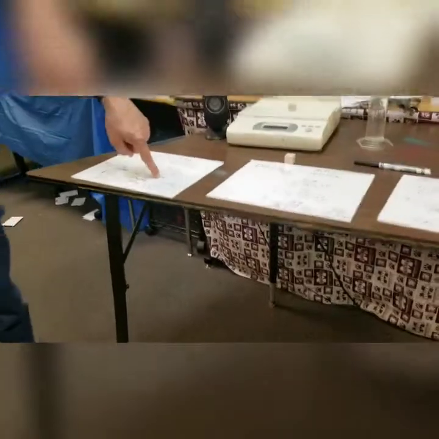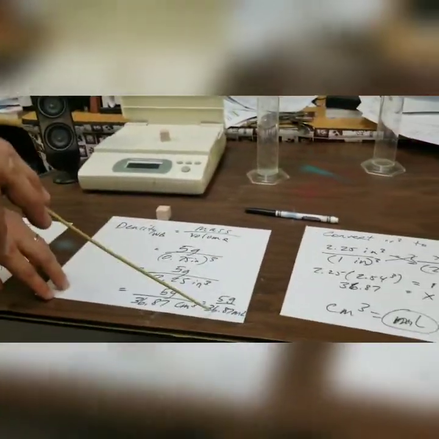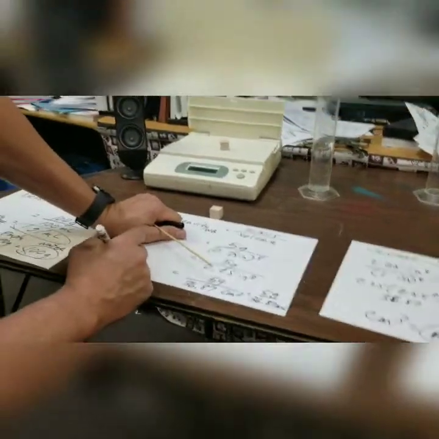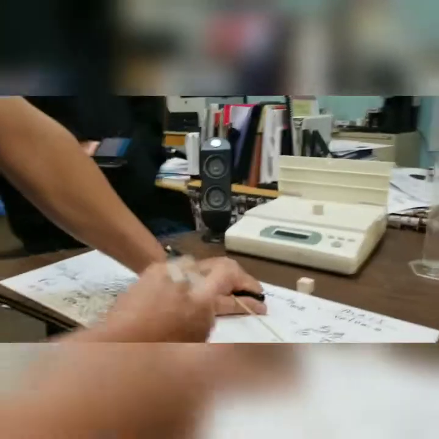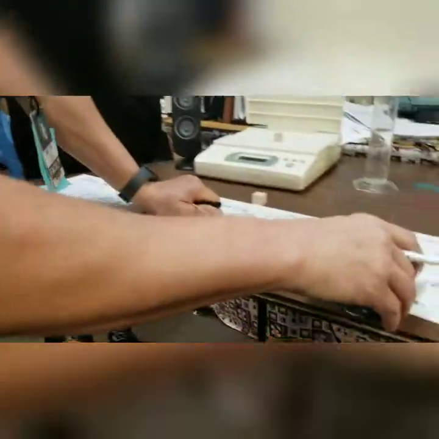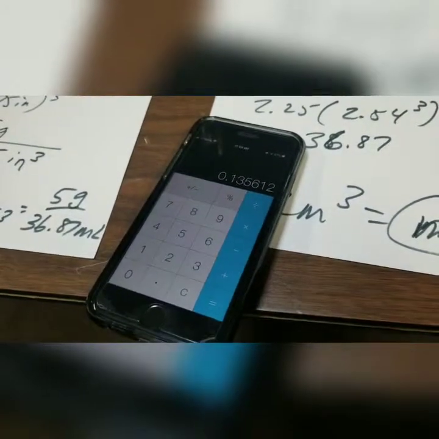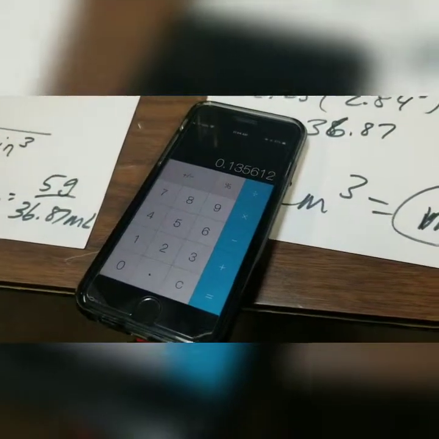We got the density of water, which was 1 gram per milliliter. Now we are calculating this. Kira, can you read that number out to me real quick? Was it 0.1 what? Let me see the phone there. Zoom in on that right there. 0.1356. That's grams per milliliter. That's the density.